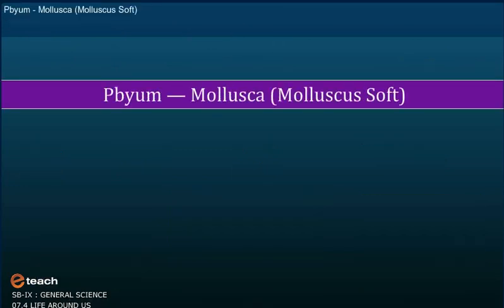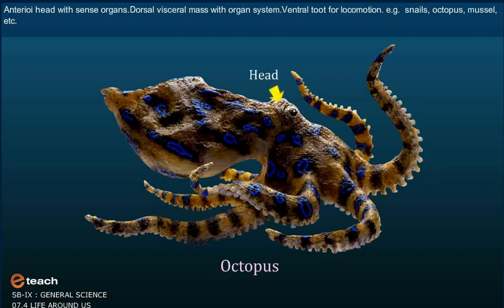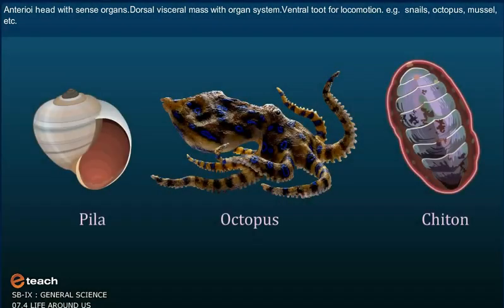Phylum Mollusca. Molluscus means soft. Characteristics. These animals are mostly aquatic with unsegmented soft body covered in a shell. Triploblastic. Bilaterally symmetrical or asymmetric as in Pila. The body is distinguished into 3 parts. 1. Anterior, head with sense organ. 2. Dorsal, visceral mass with organ system. 3. Ventral foot for locomotion. For example, snails, octopus, mussel, etc.